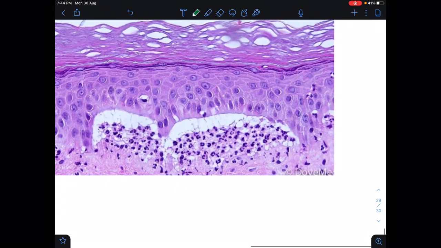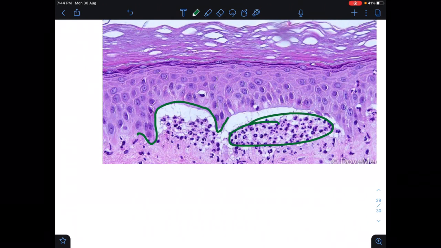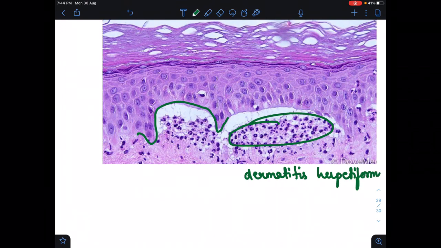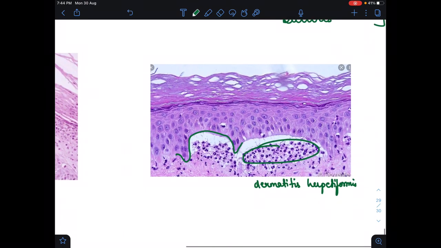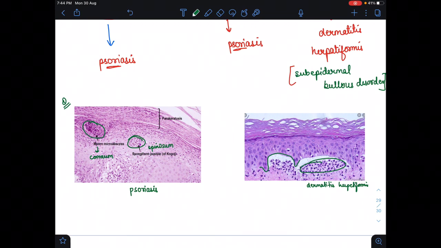Now, as we see here, these are the dermal papillae, and here we see the collection of cells. So it is a papillary tip microabscess, and the example for this is dermatitis herpetiformis. So these were the neutrophilic microabscesses.